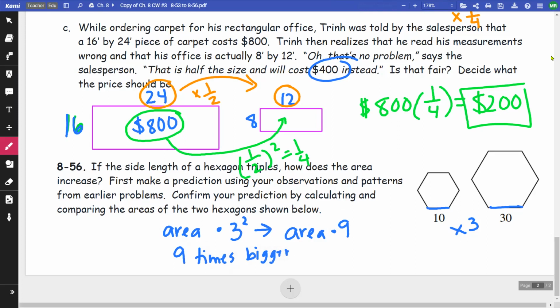Now they asked us to confirm this and calculate it and find the areas. But again, we didn't get through this problem. If I found the area of this one and the area of this one, you're going to see that the second one is 9 times bigger than the first. So hopefully this helps you out.